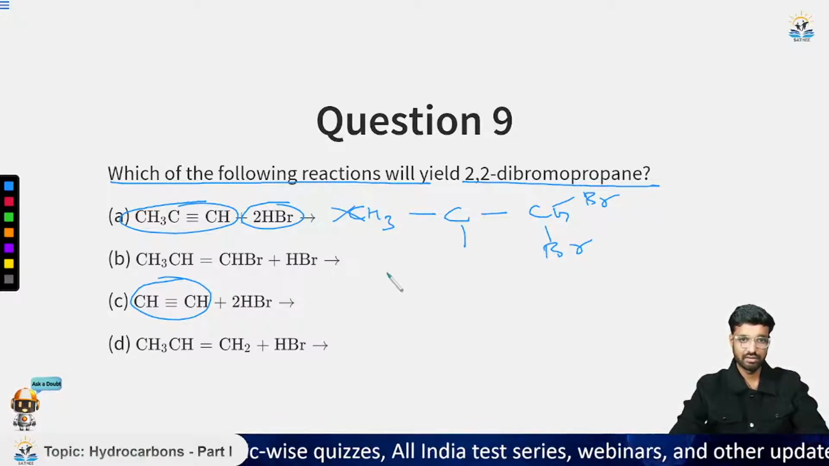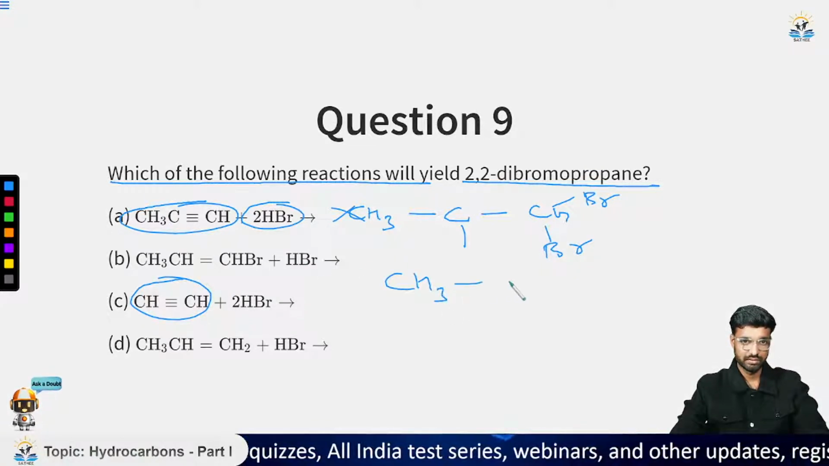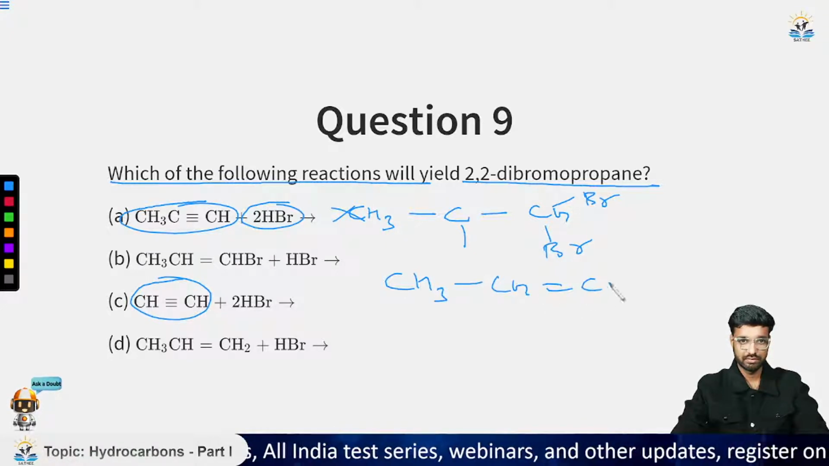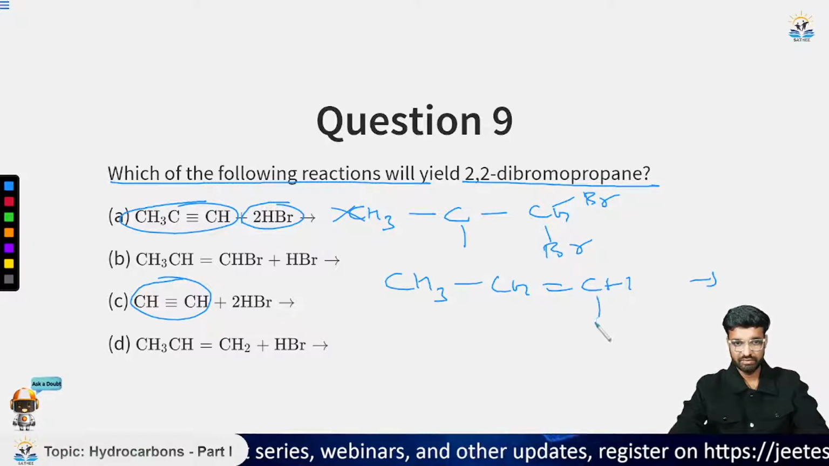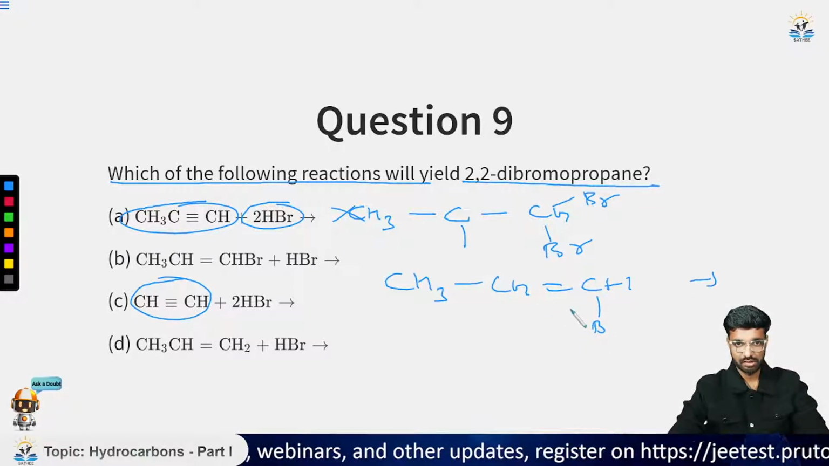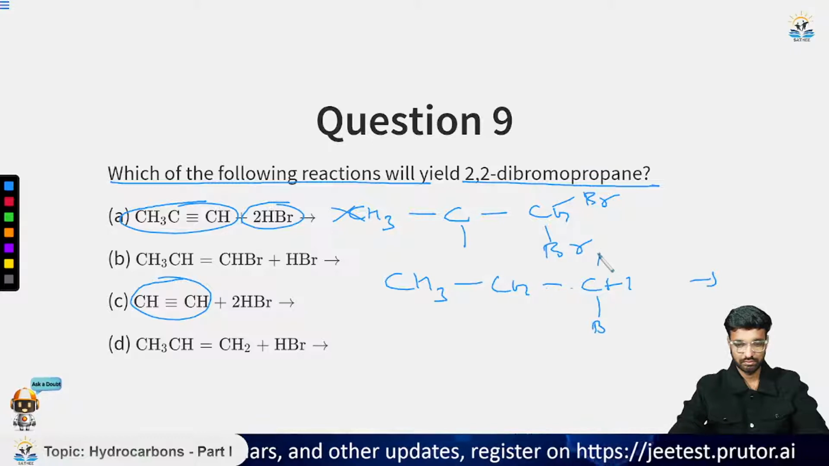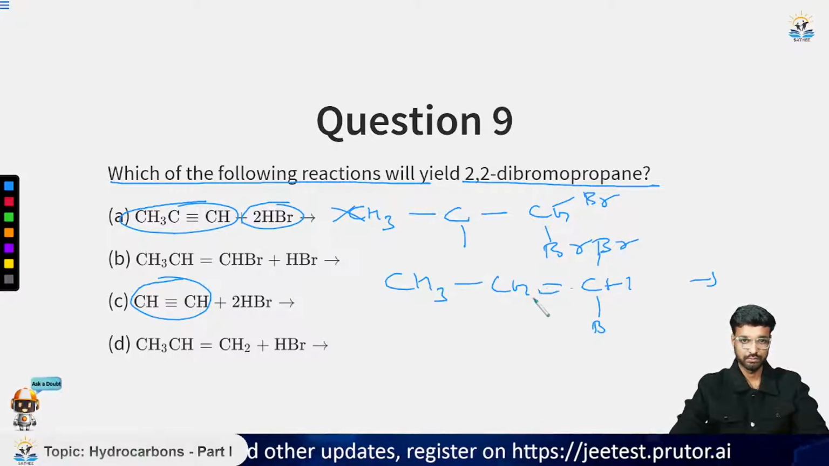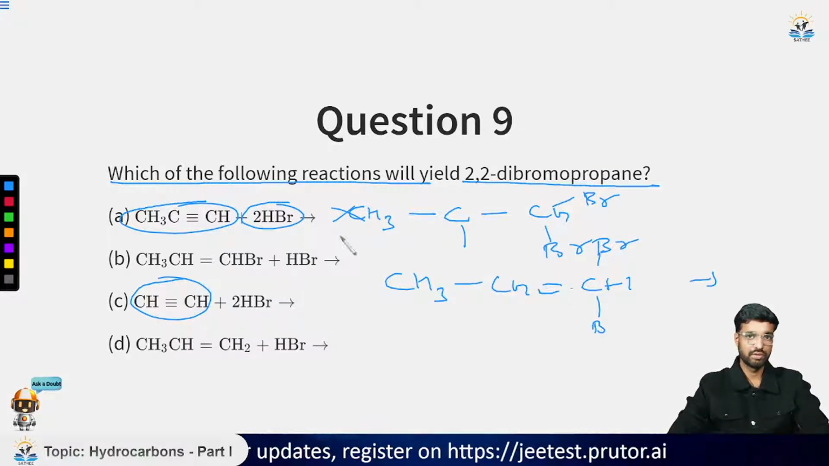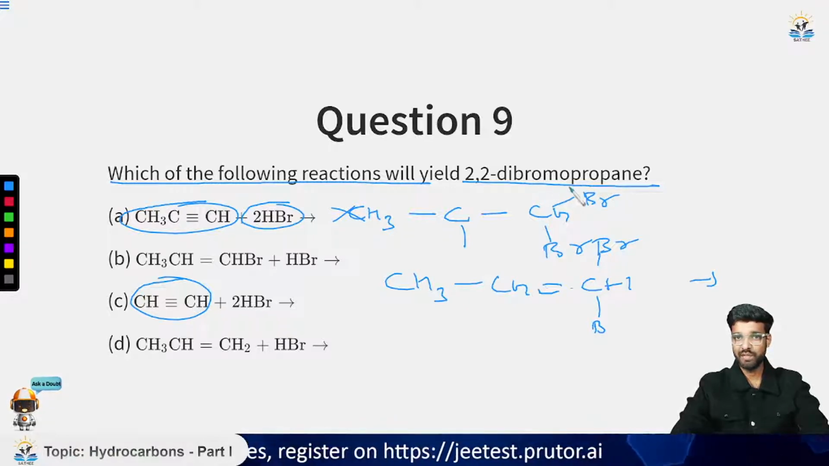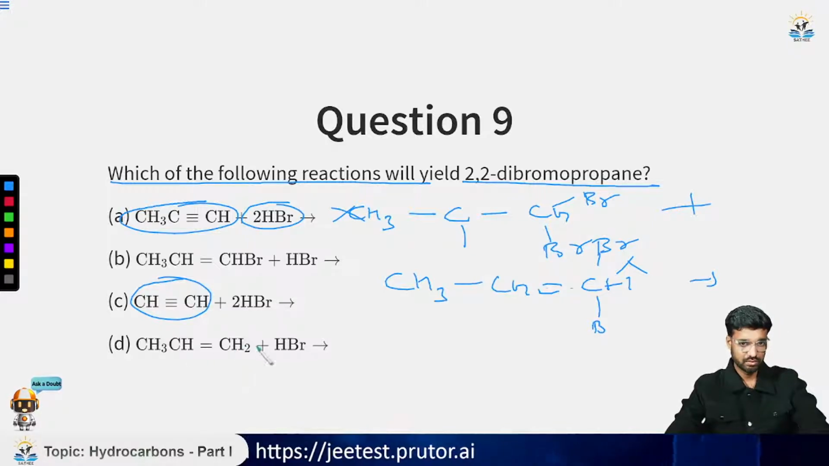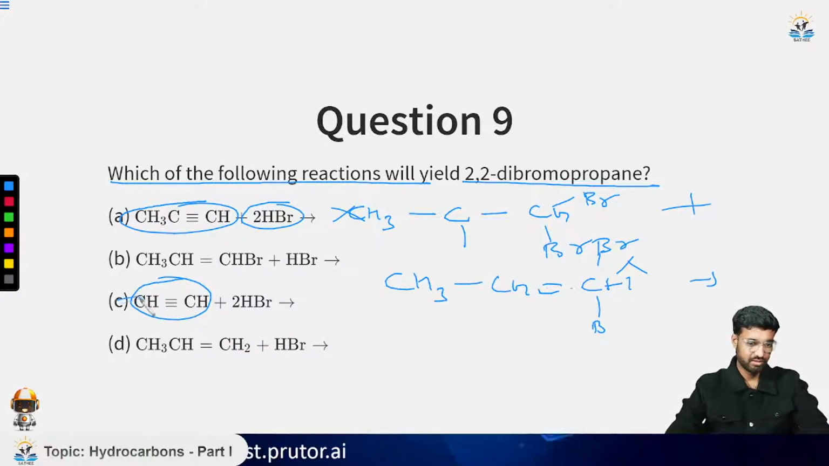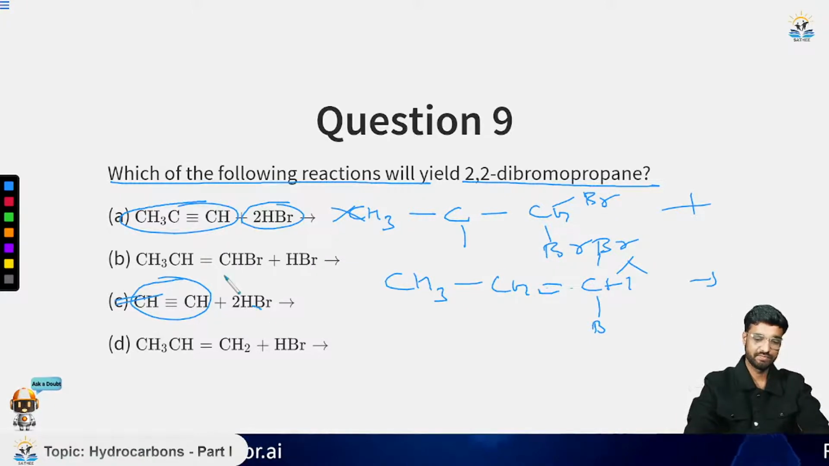Then we have this CH3 CH CHBr. So Br will be added here only. We have to get 2,2-dibromopropane, so it is not the answer. This is also not the answer. Okay, so this one will give us the correct answer. So this is the correct answer that we have. C.